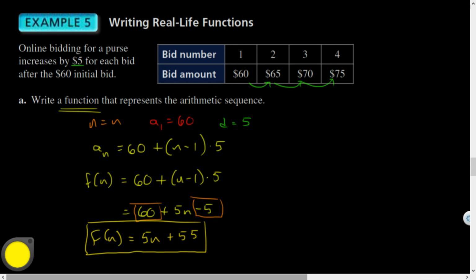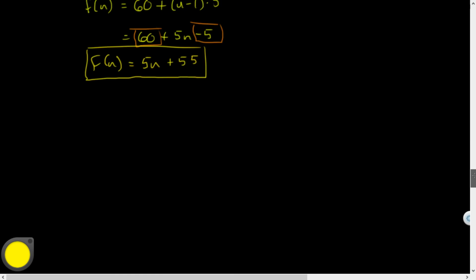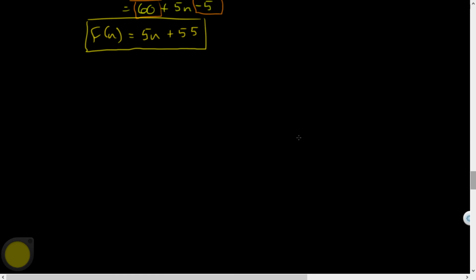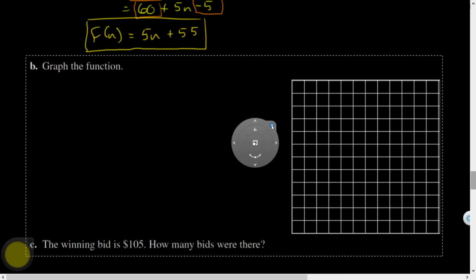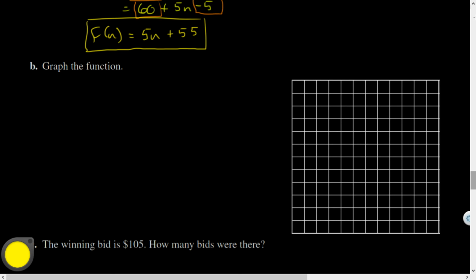Okay, all right, here we go. Ooh, it's getting interesting here. Now they're asking us to graph the function and then answer the question regarding what number bid was the winner. Actually, let's see. So, graph the function. Here we go. So, I can plot the points that I had, right? Okay, so let's see. So, n is the number of the bid.